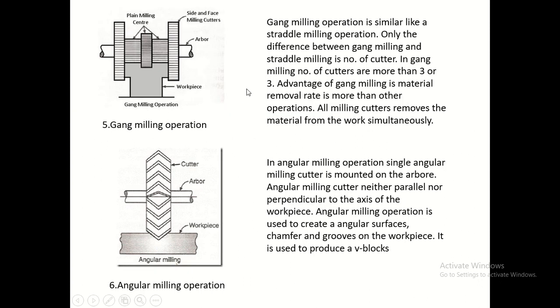Gang milling operation. What's happening in gang milling operation? Three or more cutters are mounted on the same arbor. Let's see, this is the arbor and these are the milling cutters: 1, 2, 3, 4, 5. When three or more cutters are mounted on the same arbor to remove material from the workpiece, it is known as the gang milling operation.